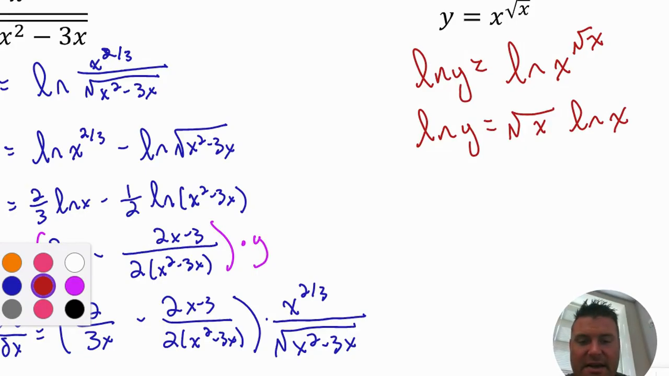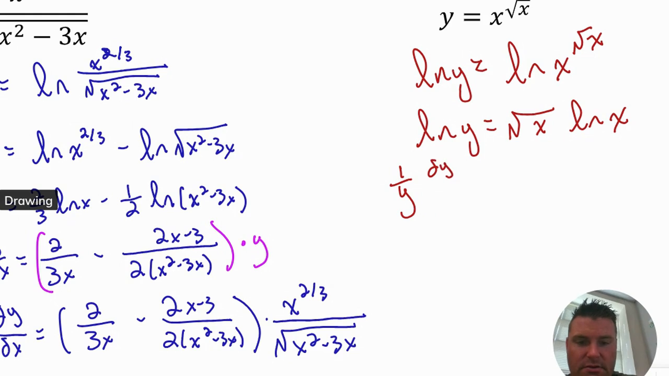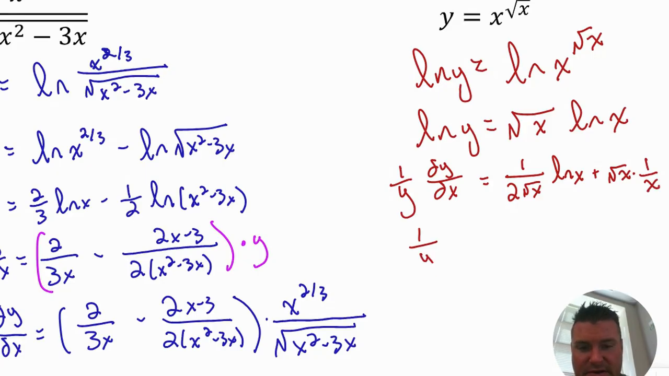So left side, I have my 1 over y times dy dx equals product rule. The derivative of the first is going to be 1 over 2 root x. Please memorize that derivative. Derivative of root x is 1 over 2 root x. Makes your life so much easier. Plus root x times derivative of ln of x, which is just 1 over x. Some minor cleaning up here just to make it look nicer.